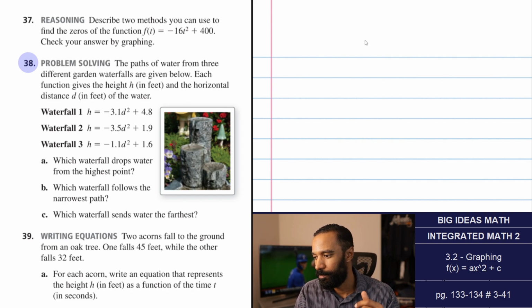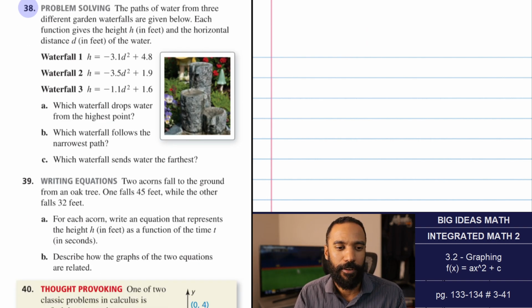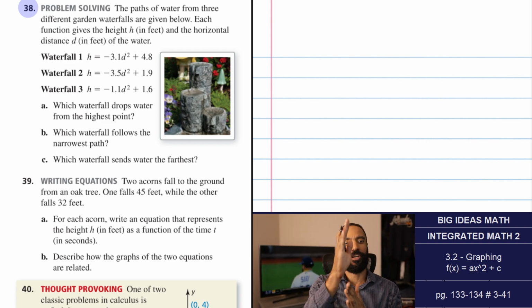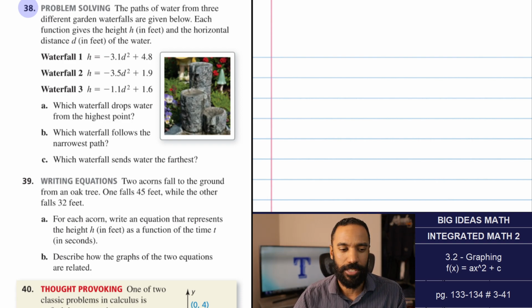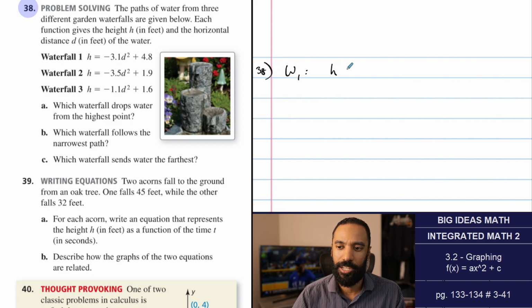Number 38. The paths of water from 3 different garden waterfalls are given below. Each function gives the height in feet and the horizontal distance of the water. So depending on how high the waterfall goes, it's how much the water will fall away from your thing. Which waterfall drops water from the highest point? Waterfall 1: h equals negative 3.1 d squared plus 4.8.